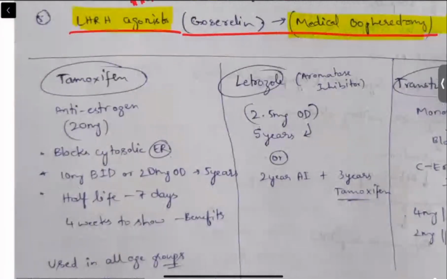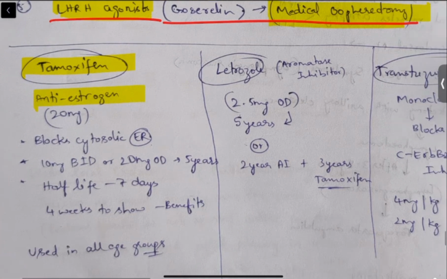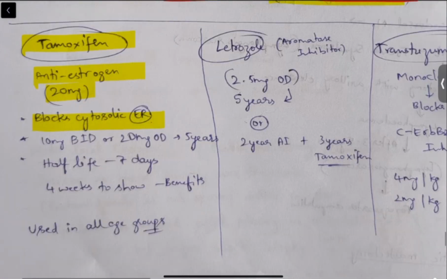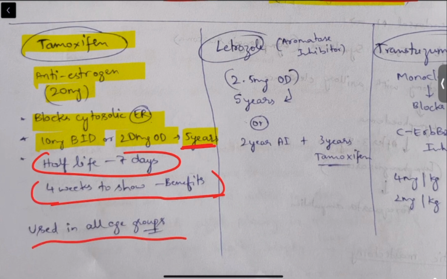Okay, so what is the dose of tamoxifen? Again, this is an anti-estrogen or estrogen receptor antagonist, usually 20 mg dose. So this blocks the cytosolic estrogen receptors. How is the dosage given? 10 mg BID or 20 mg OD. This is given for 5 years. Okay, its half-life is 7 days. So 4 weeks minimum is required to show its benefits, and it is used in all age groups.